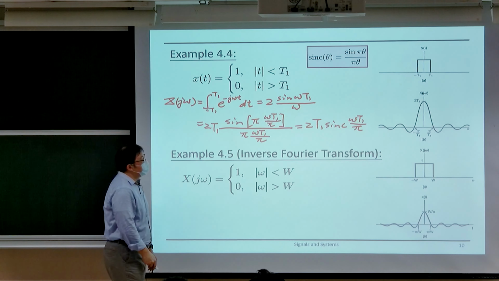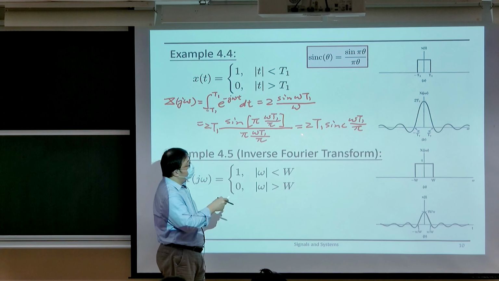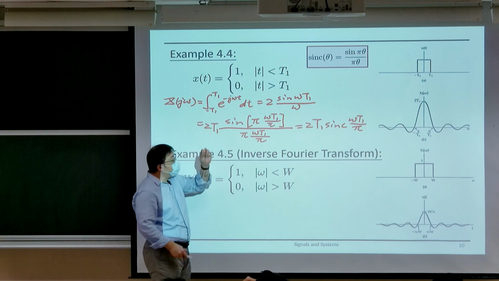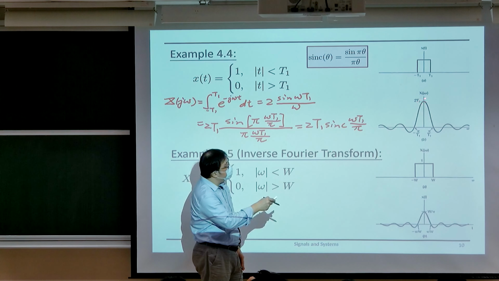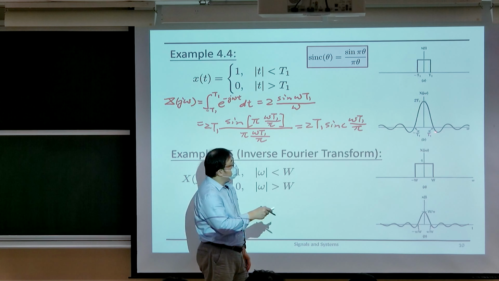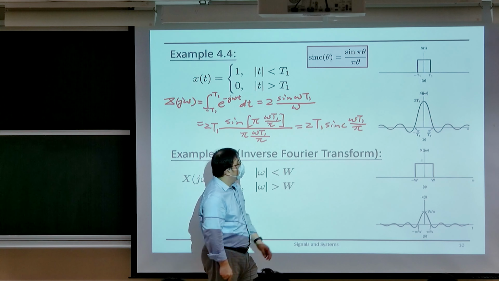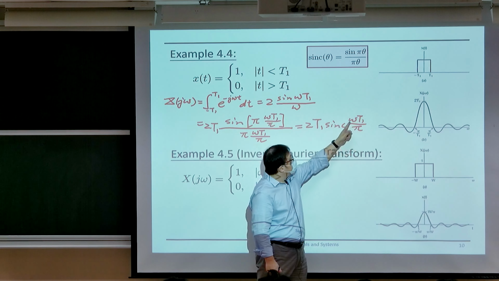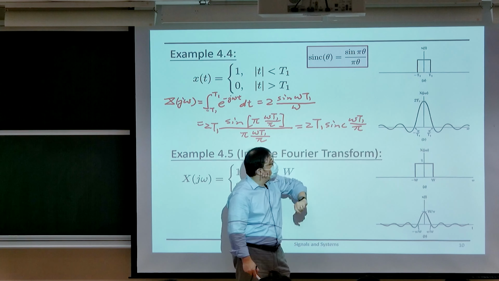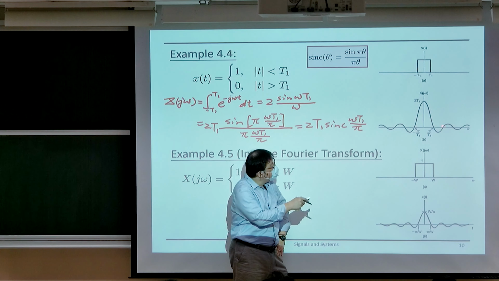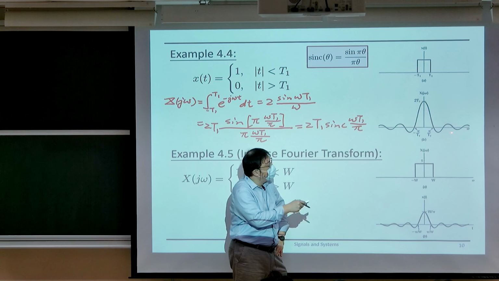Therefore, if you look at this, you will see that the shape of the spectrum has a peak at omega equal to 0, which is equal to 2 t1. And then you will see these zero points when the argument inside is an integer. This occurs when omega is an integer multiple of pi over t1. So you see a first zero at pi over t1, then at 2 pi over t1, 3 pi over t1, and so on and so forth.